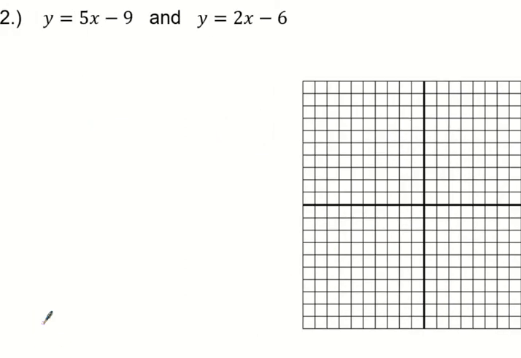Next example, I would recommend pausing the video if you missed class today or whatever, whenever, and see if you can solve this on your own.